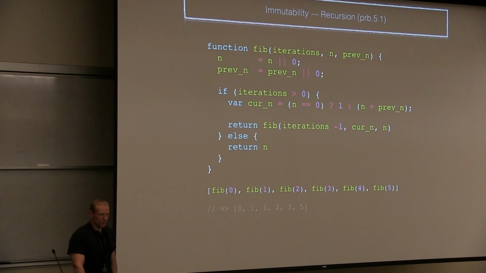Now, if iterations are not greater than 0, we're just going to return the current number. Question? Just as a little side note, you actually want to flip those. You want the early return before the iteration check. You can do the early return. Now, why do you say that? Explain.